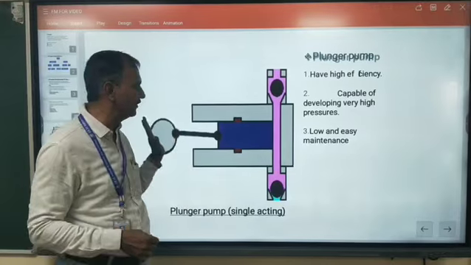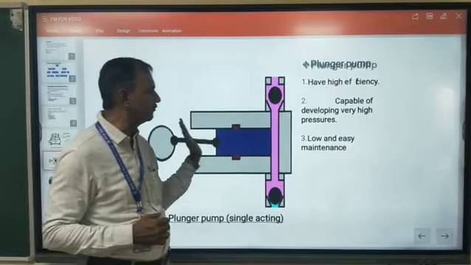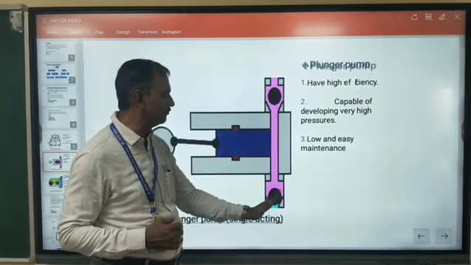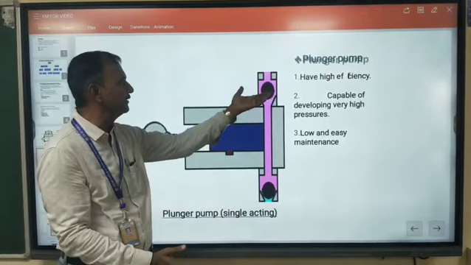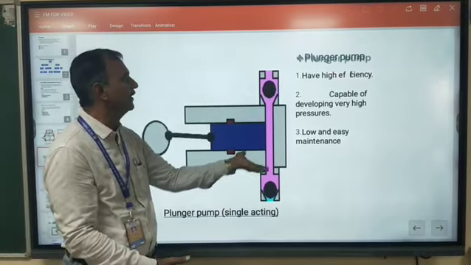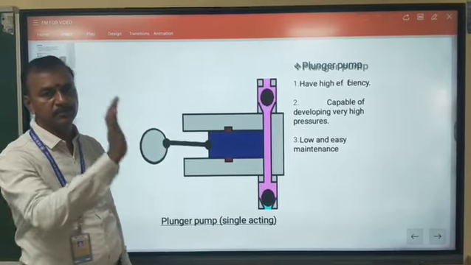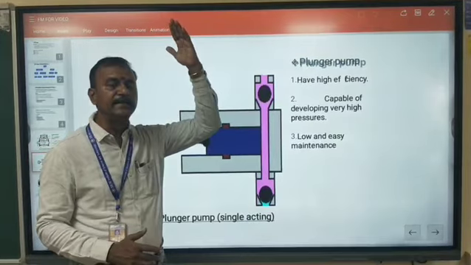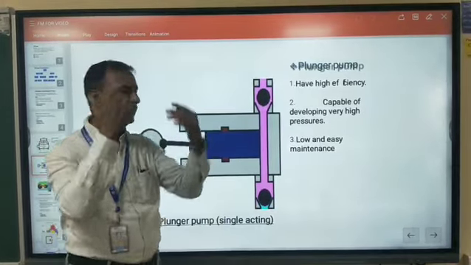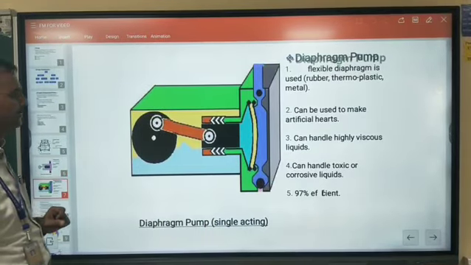During the discharge, when this piston moves ahead, the liquid gets compressed, this valve gets closed, and this valve opens. Thereby it gives a huge pressure and energy to the liquid, so you are able to lift the liquid. This is how plunger pumps look.